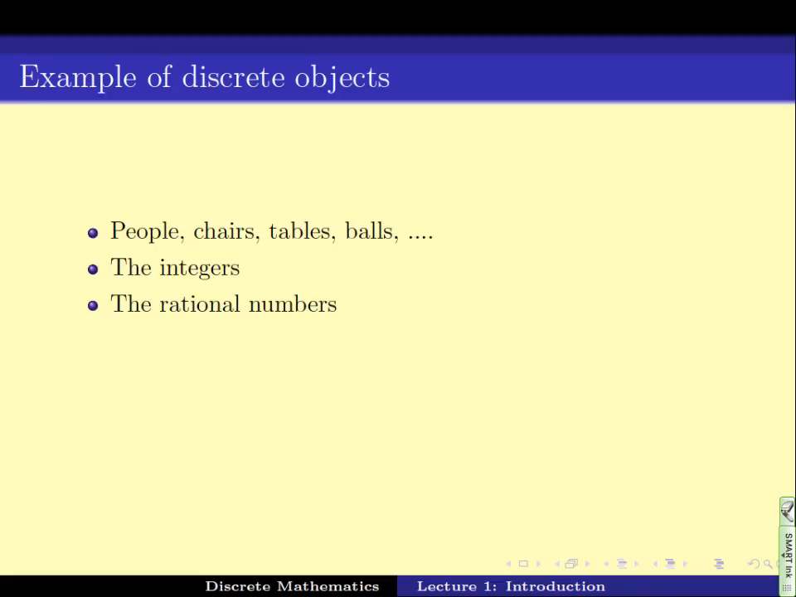The rational numbers, numbers like 2 by 3, 11 by 49, 23 by 108, are also countable objects. They can be written as a fraction of two integers. So they are also discrete objects. Any finite set is a discrete object. Functions from the set 1 to n to 0, 1 are discrete objects.